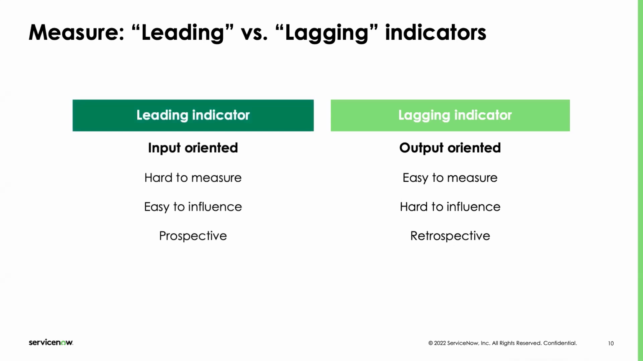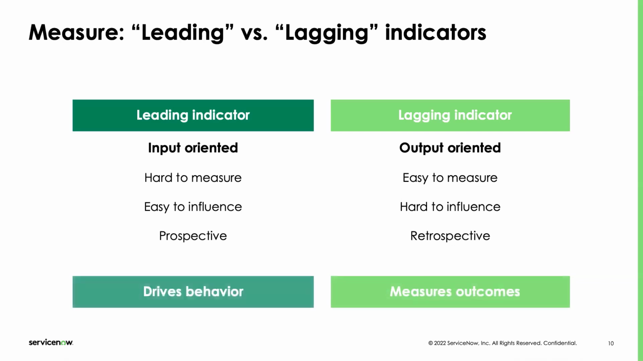Leading indicators, on the other end, are focusing on input. They're a bit harder, not so much to measure, but to think of. So what's a good leading indicator leading towards the desired outcome? You'd have to give that some thought. But once you have them, you can use them to impact the performance. Right? So lagging indicators measure outcomes, and leading indicators drive behavior.